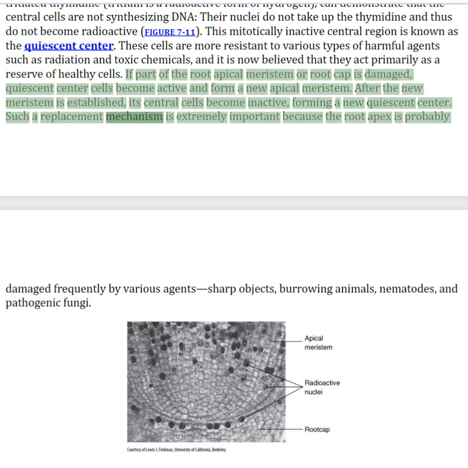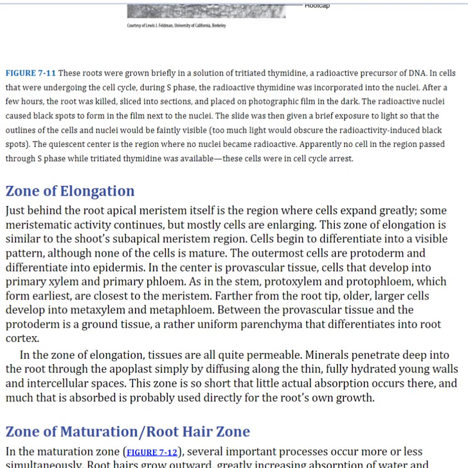Such a replacement mechanism is extremely important because the root apex is probably damaged frequently by various agents, sharp objects, burrowing animals, nematodes, and pathogenic fungi.